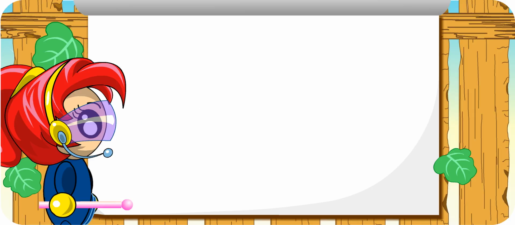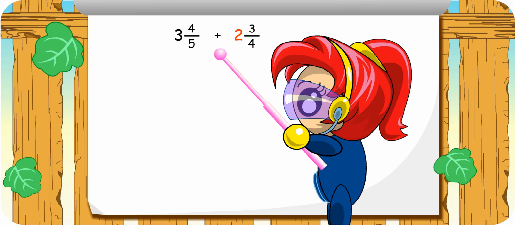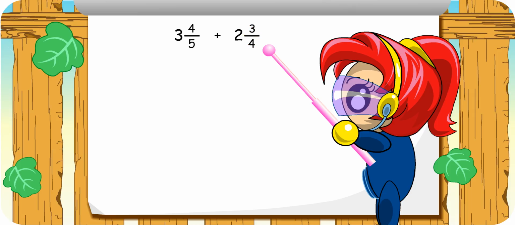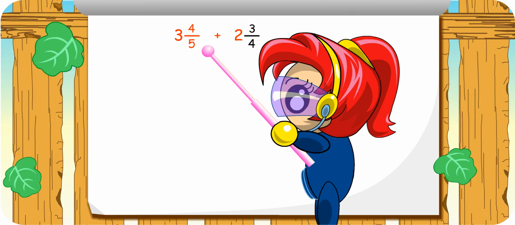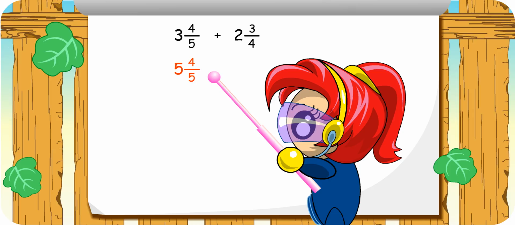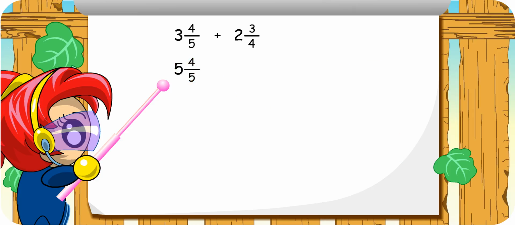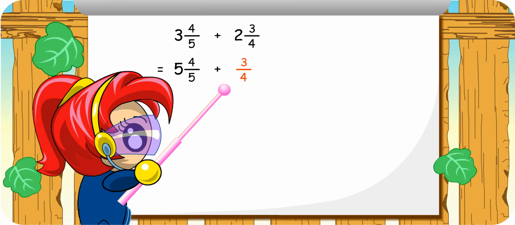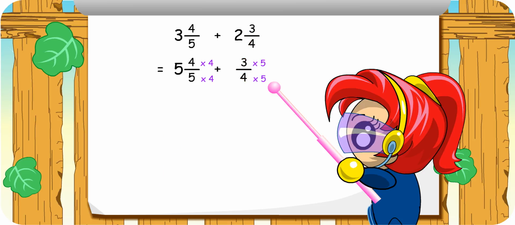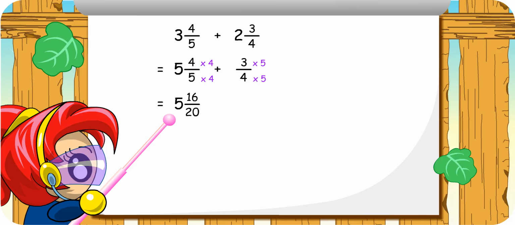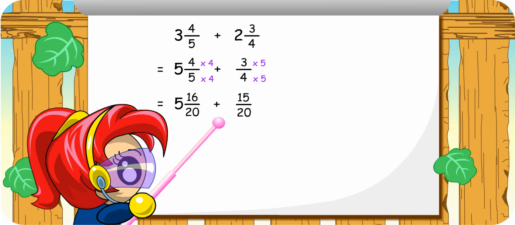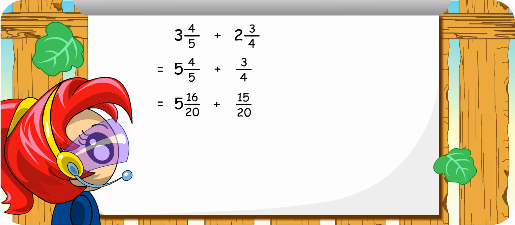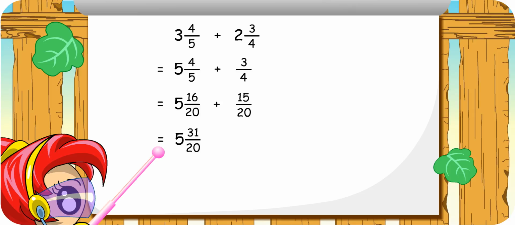Okay, try the sum. 3 whole 4/5 plus 2 whole 3/4. I start by adding the whole numbers first and then the fractions. I take 3, 4/5 plus 2, which is 5, 4/5. Next, I take 5, 4/5 plus 3/4. I have to convert the fractions into like fractions, which are 16/20 and 15/20, before I add them. Upon addition, I get the answer 5, 31/20.